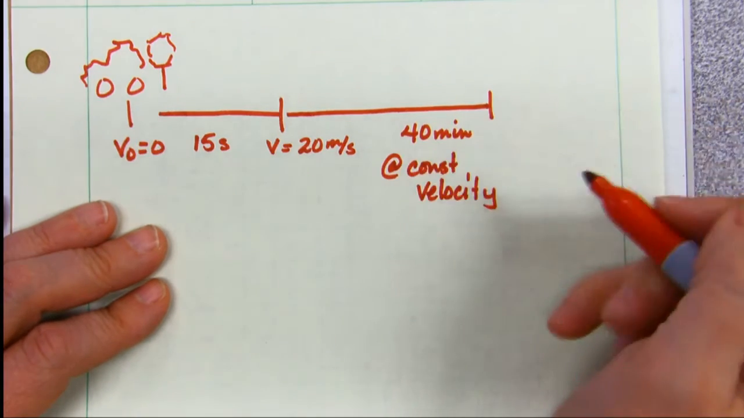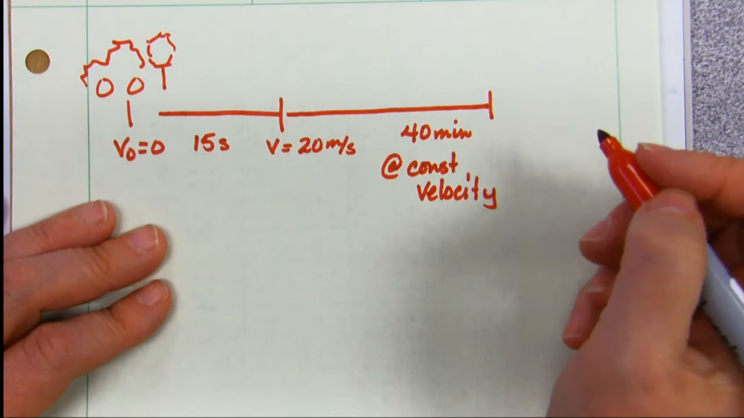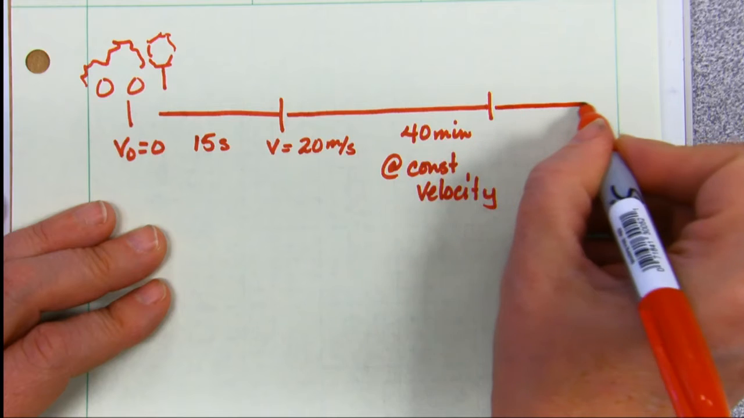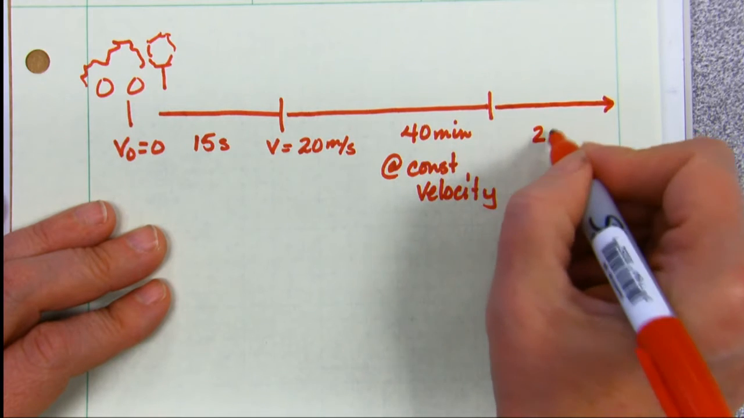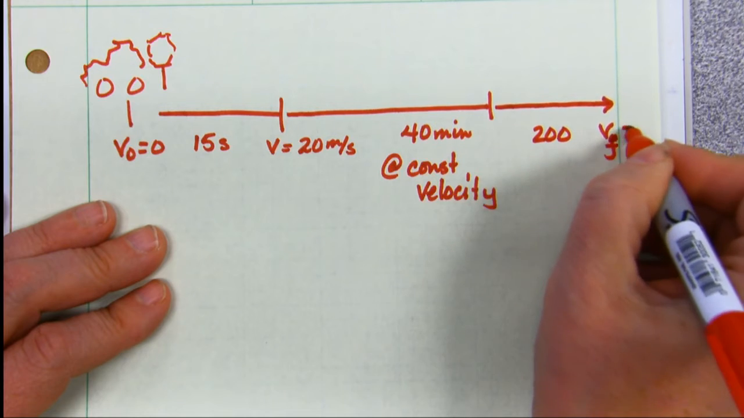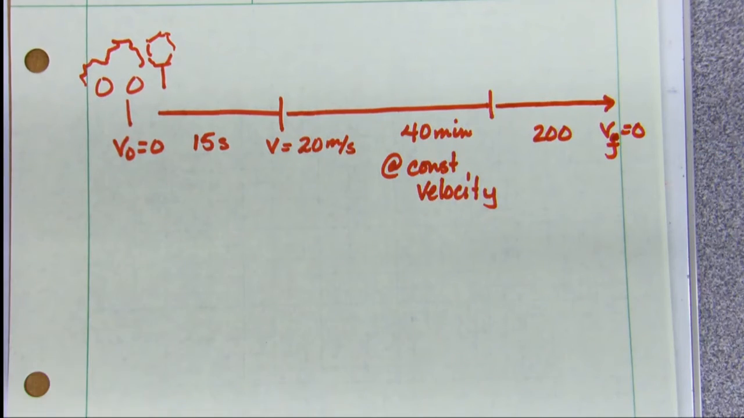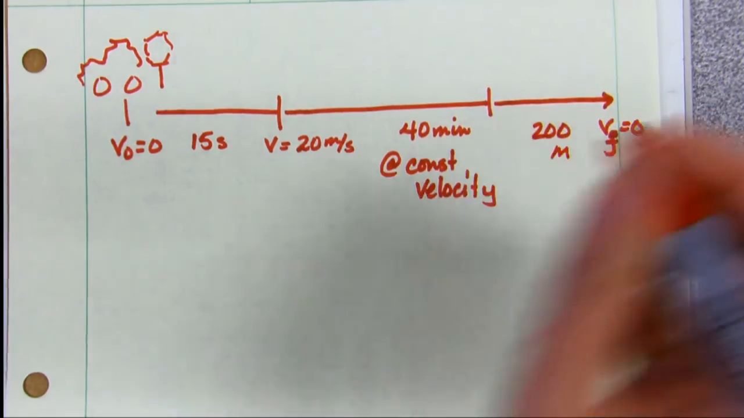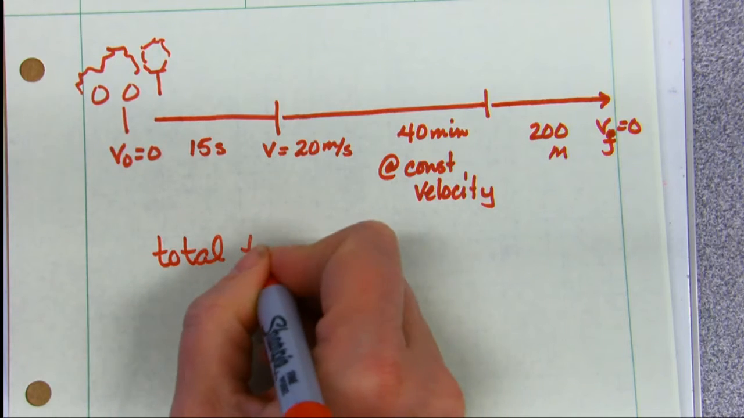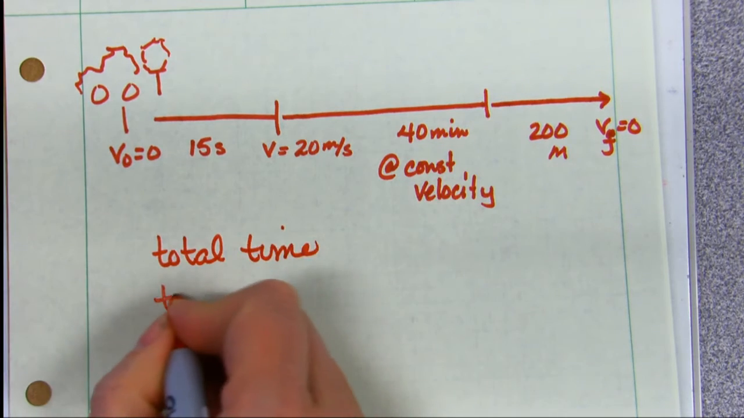After 40 minutes, we're going to apply the brakes, and we're going to travel a distance of 200 meters and come to a stop. That's 200 meters. I want to know the total time, and I want to know the total distance.